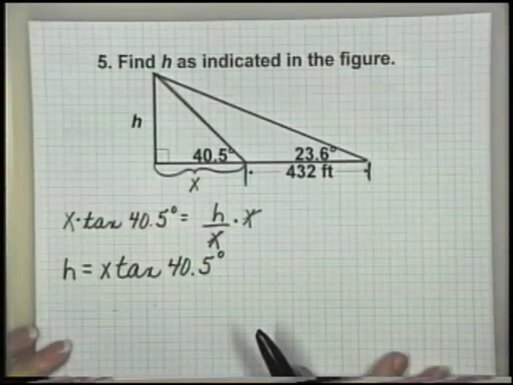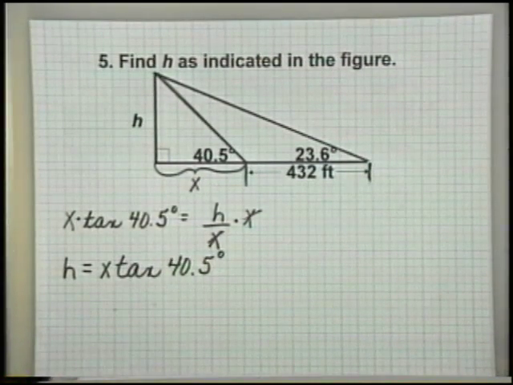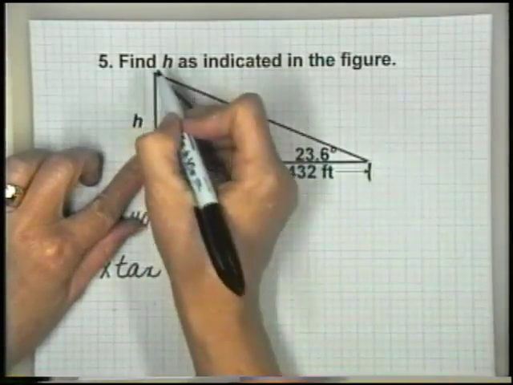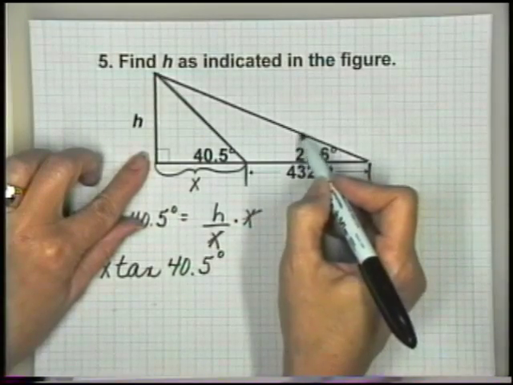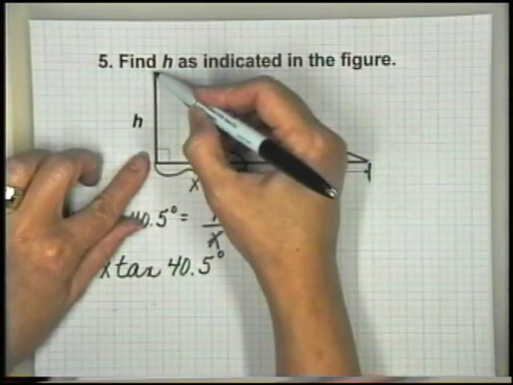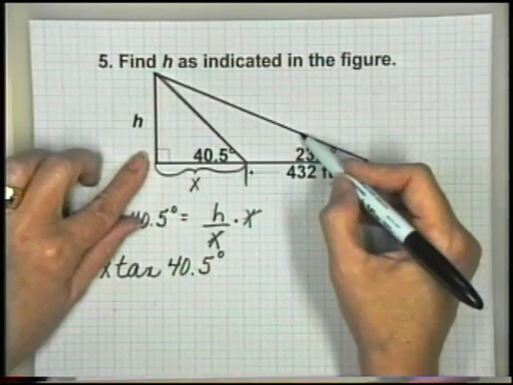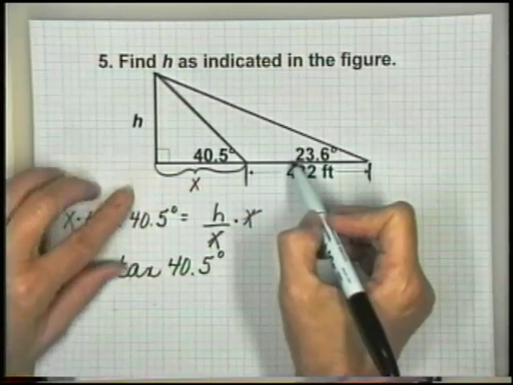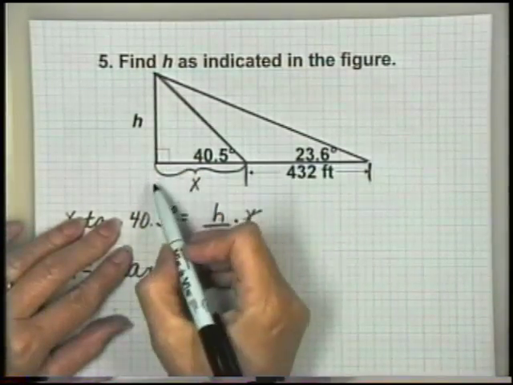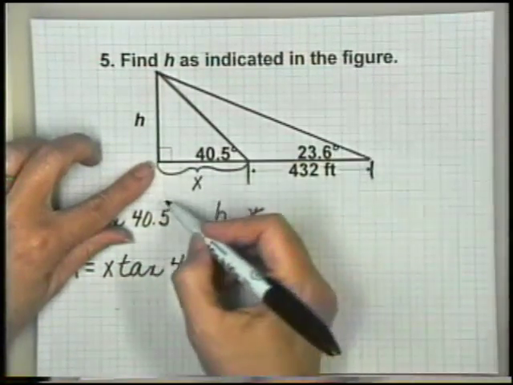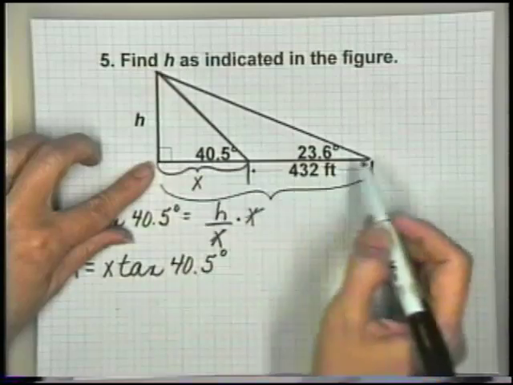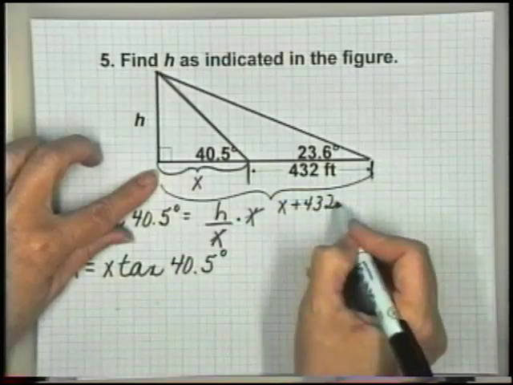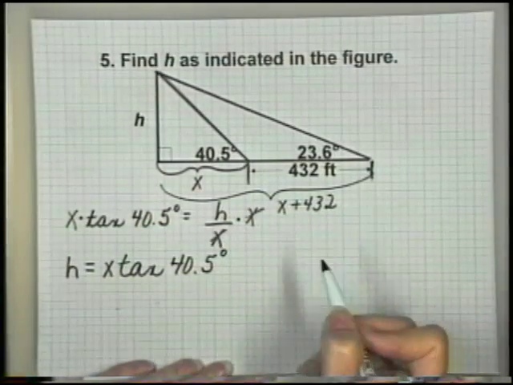What I need is another equation in two unknowns, and let me show you how I'm going to get that. Let's look at this large right triangle. I have this angle, I have this side h, which is opposite this angle, and I have this side, which is adjacent to this angle. Now, what would the expression for this length from here to here be? How could I write that? That length would be x plus 432, wouldn't it?